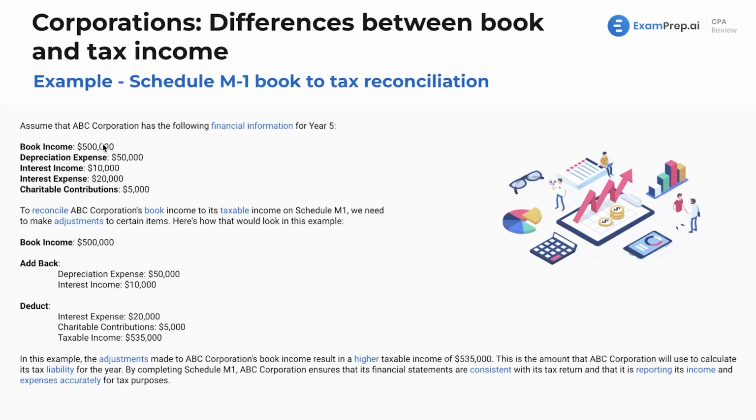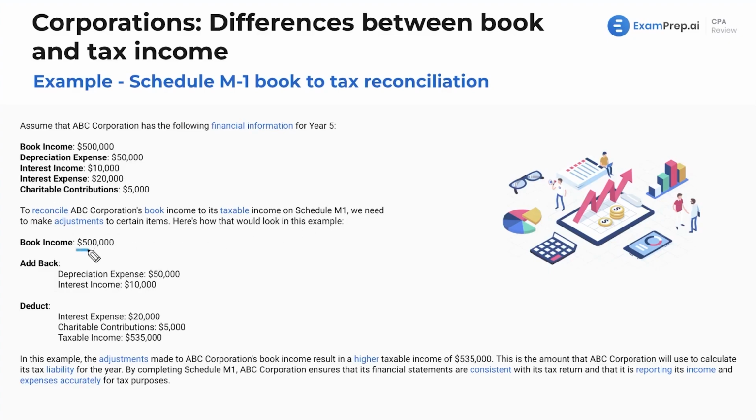We have book income already calculated for us, and these items presumably would have been accounted for within book income. So we may have to add back or subtract out any of these depending on their taxability. To reconcile ABC Corporation's book income to its taxable income, we need to make adjustments to certain items. Here's how that would look.